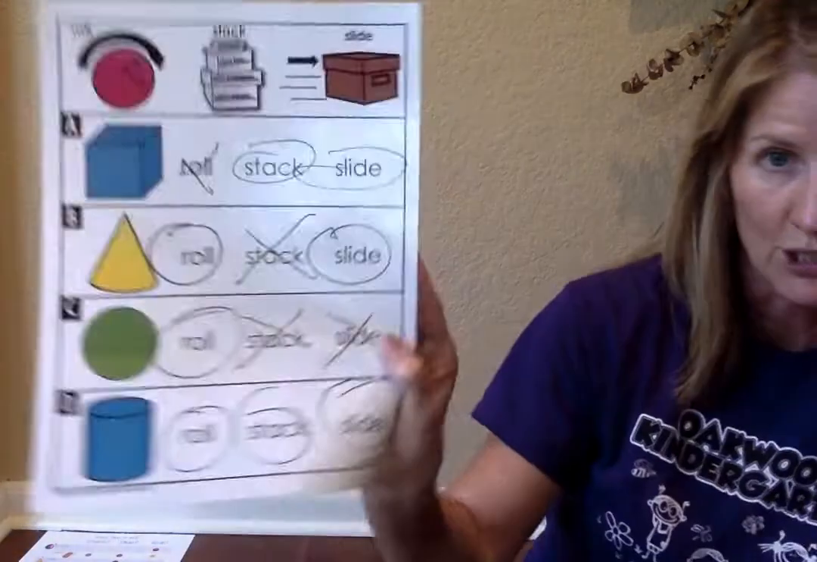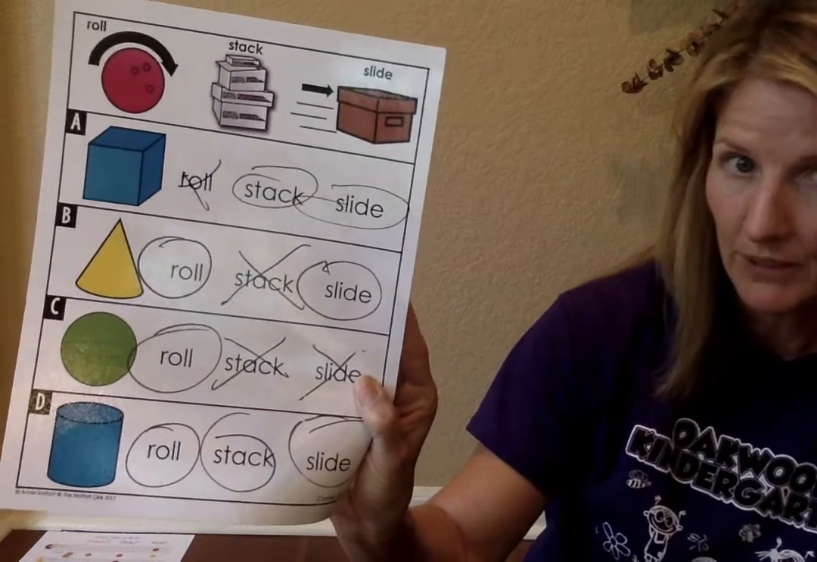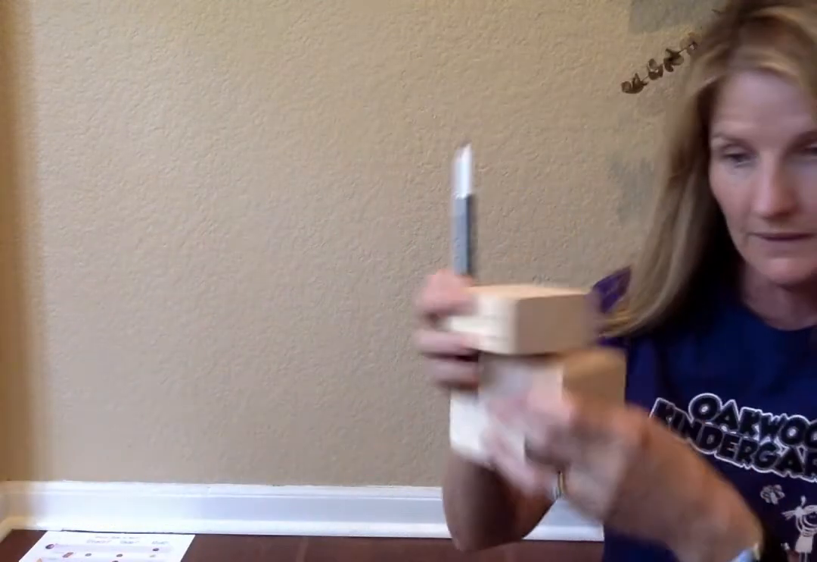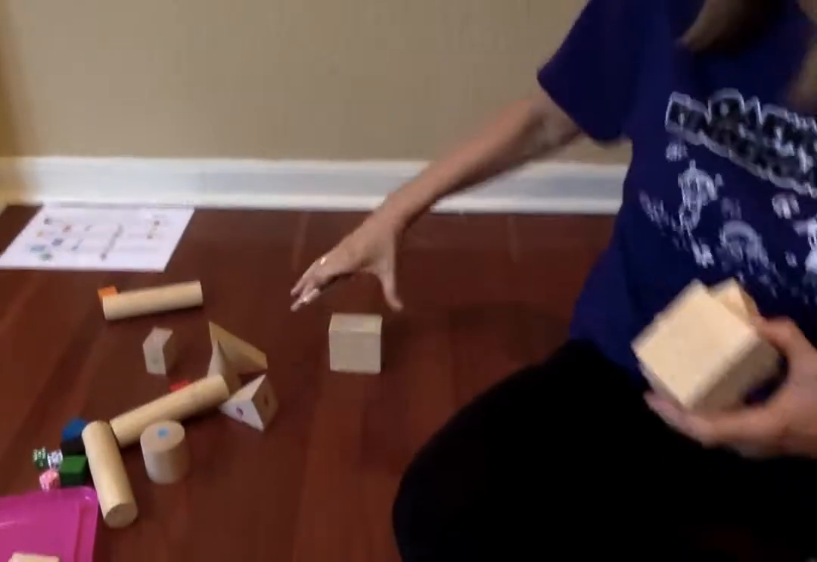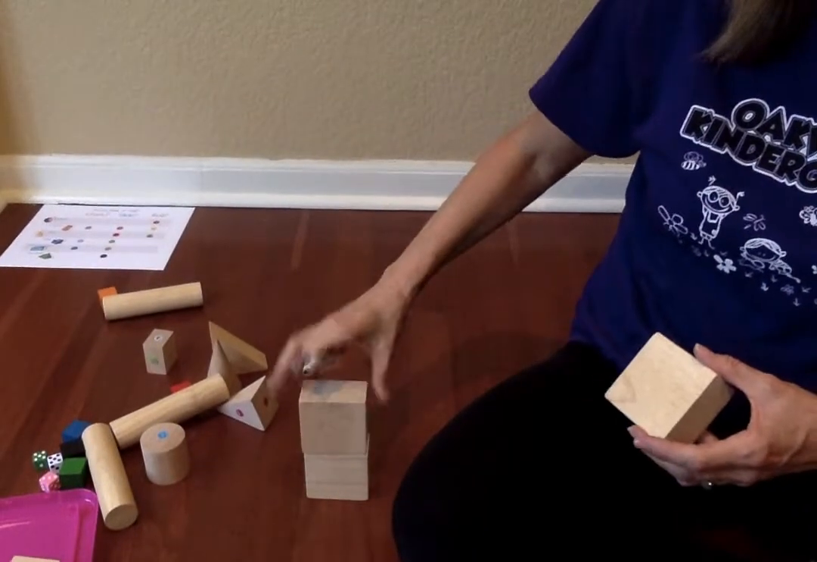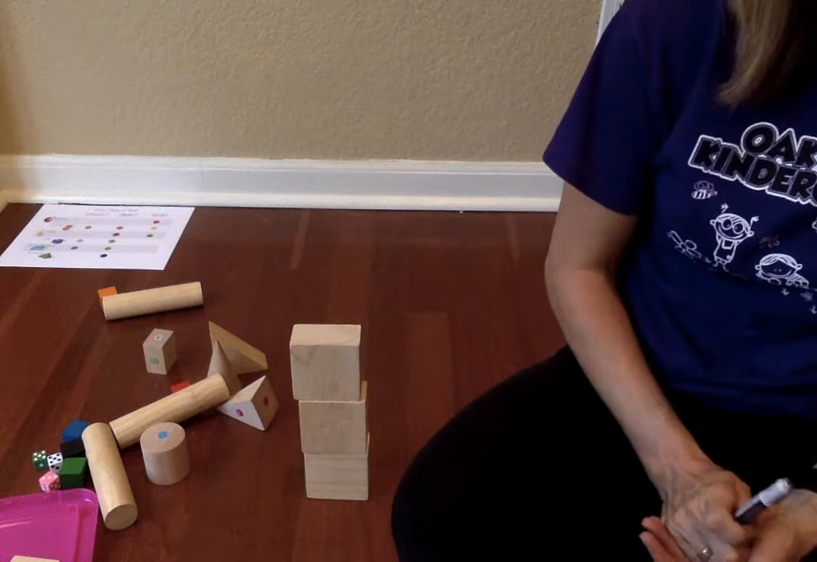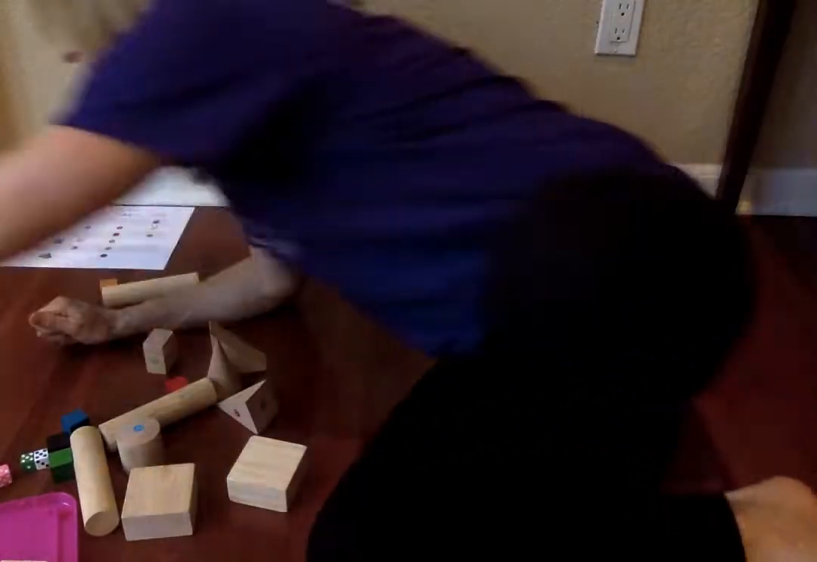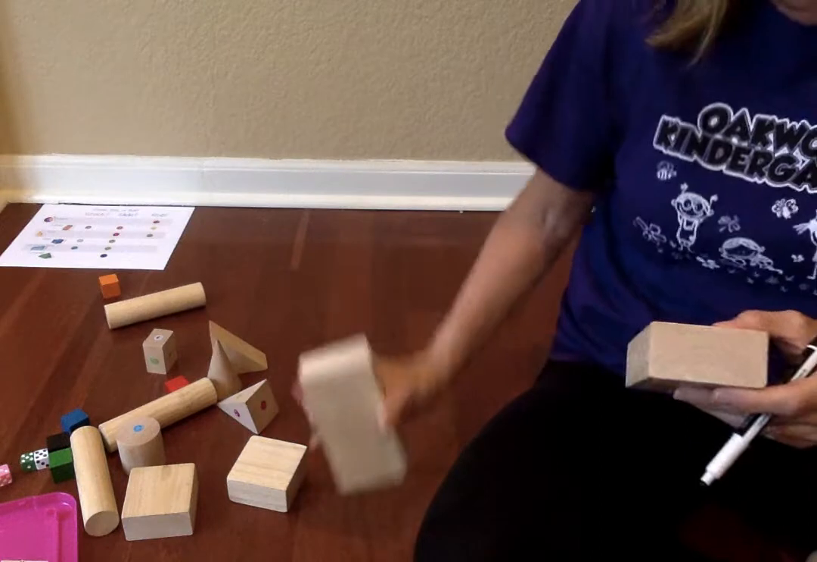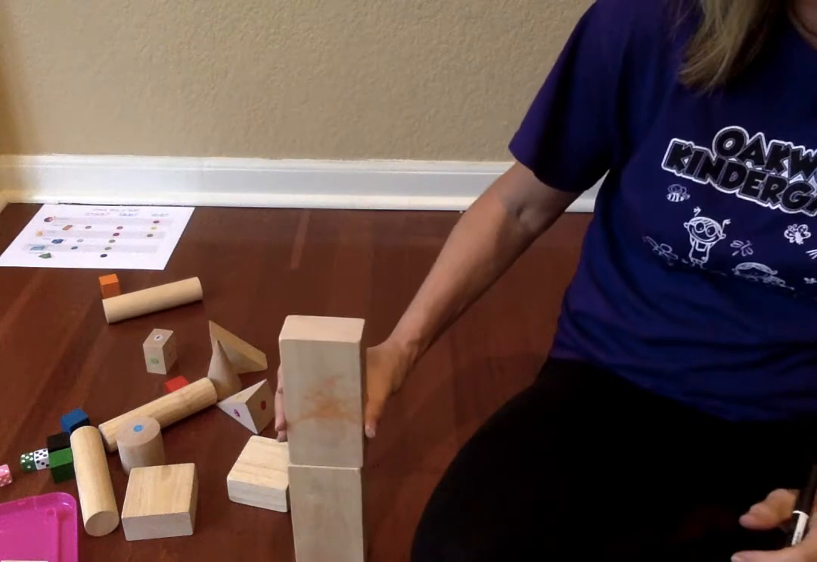Okay, let's see if you're right. Remember, the cube could stack and slide, but it couldn't roll. All right, let's see. Here's my rectangular prisms. All right, can they stack? Oops, that'd be nice if you could see it, Mrs. Gibbs, sorry. All right, can they stack? Yes, they can. Just like the cubes, they can stack. Even the big ones like this one can stack.